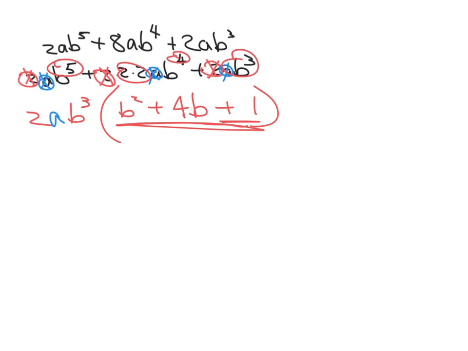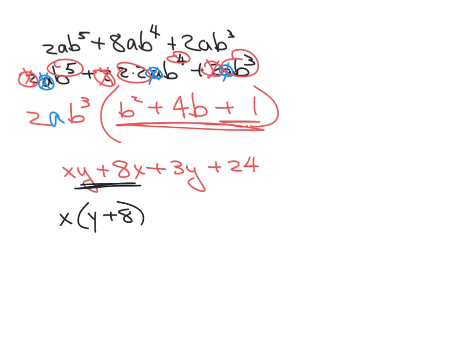And jump to number 7, which is xy plus 8x plus 3y plus 24. Alright, whenever you have more than 3 terms there, you're going to try to group things. So I am going to, let's see, rearrange these. I guess I don't have to. I can just look at this right here, and I can factor an x out. And then I can look at these and factor a 3 out.